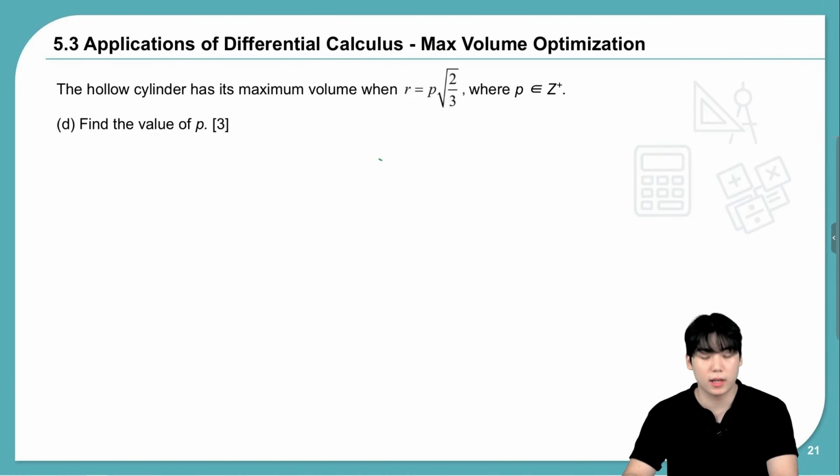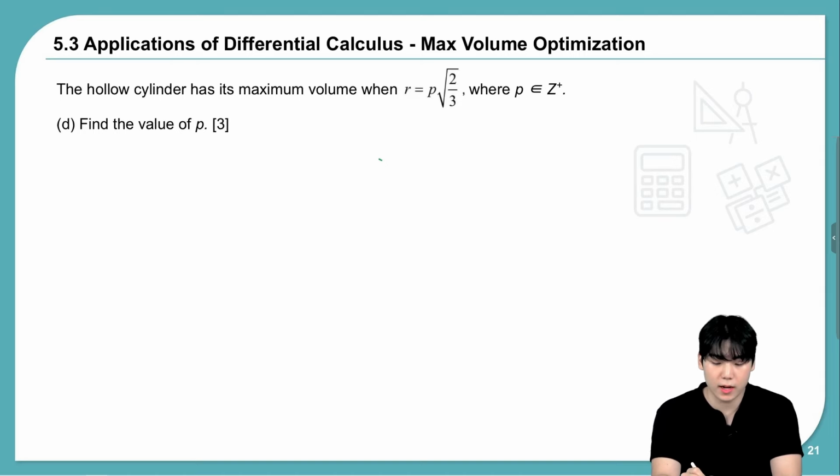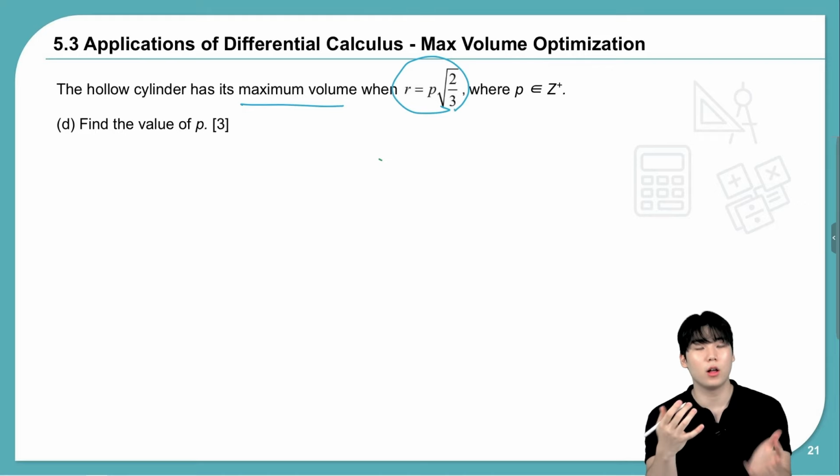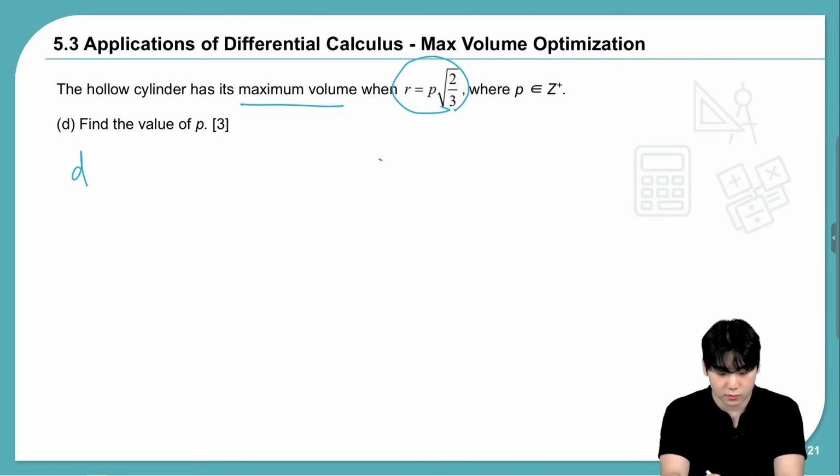And moving on to the next question, we have to find what r is when given that the volume is maximized. So to find the maximum volume, that means dV/dr is equal to 0.